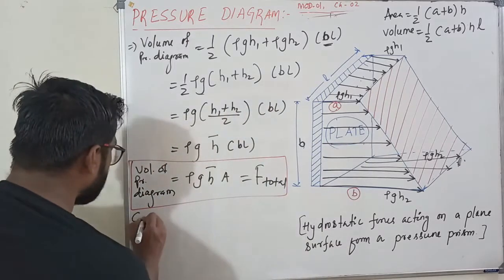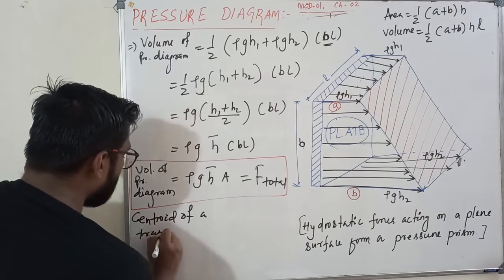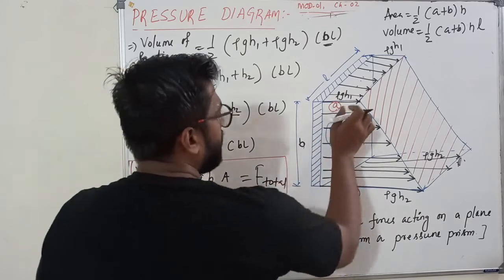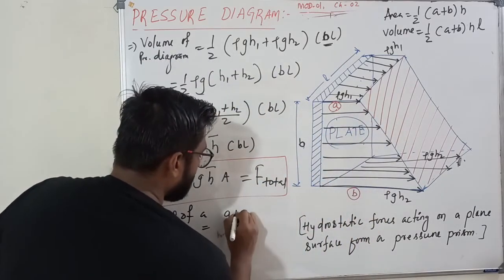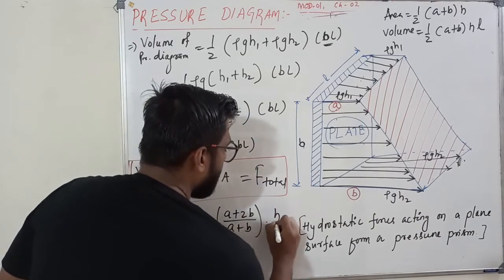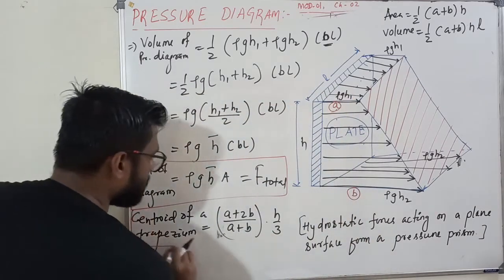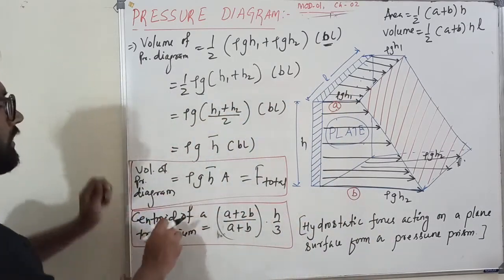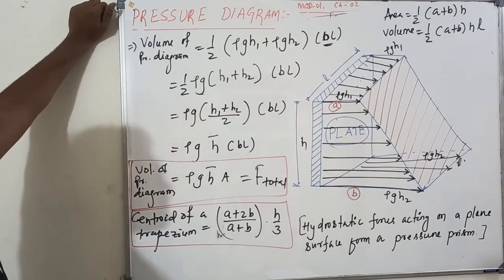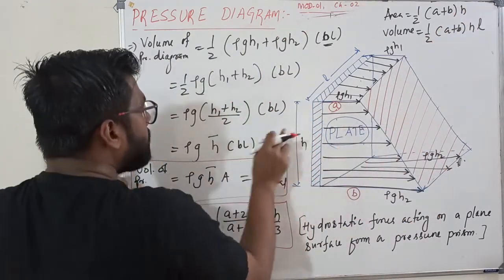What is the centroid of a trapezium? What is the formula? If you are taking this side A and this side B, the centroid of the trapezium is (A plus 2B) by (A plus B) multiplied by h by 3, where h is the height. In the trapezium formula we write height as h, and for our pressure prism we are writing B.